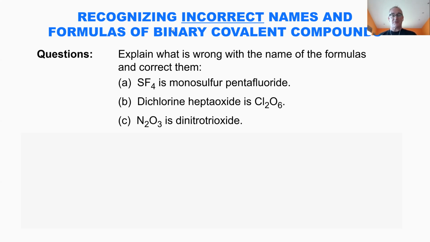What about the last one? N2O3, dinitrotrioxide. That looks fine. What's wrong with that? Dinitrogen. Right. Nitro means it's an ion. That's a different compound. It is nitrogen trioxide. So dinitrogen trioxide.